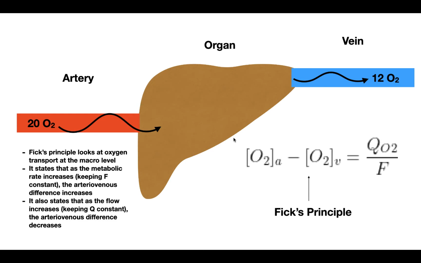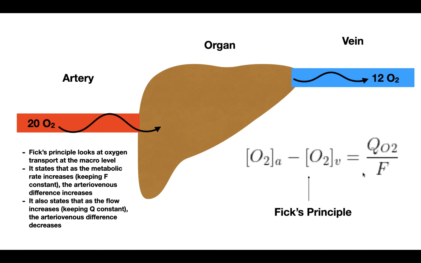So the first thing that it tells us is that as the metabolic rate of an organ increases, the arteriovenous difference increases. So basically what happens is if you have a more metabolically active organ, it will draw more oxygen out of the blood, so therefore the blood leaving the organ is going to be more deoxygenated, therefore increasing that difference.